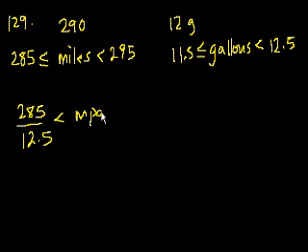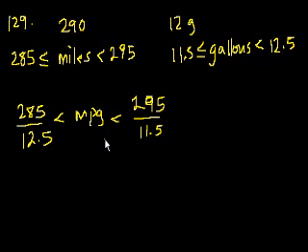And then the highest possible miles per gallon uses the highest possible miles, which is 295. But we're never going to be able to go quite there, right? We're always going to be less than 295. And then the lowest number of gallons, right? Going the highest mileage with the lowest possible gallons. You want to minimize the denominator. Divided by 11.5. Let's see if that is a choice.